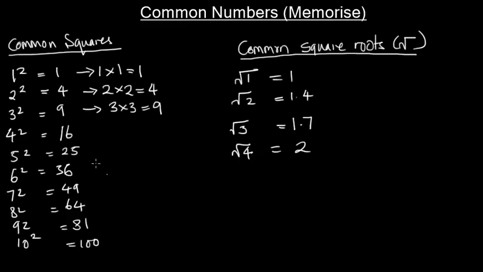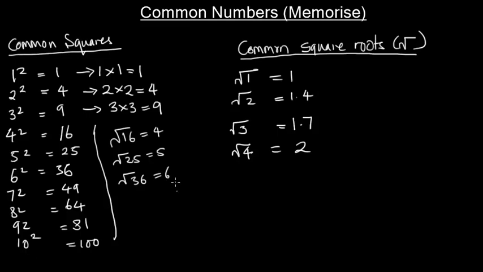Just know that if you have these common squares, going backwards is simple. For example, the square root of 9 is 3, the square root of 16 is 4. If I write this beside these, it's simply going backwards. The square root of 25 is 5, because 5 times 5 is 25, the square root of 36 is 6, because 6 times 6 is 36, the square root of 49 is 7, etc.